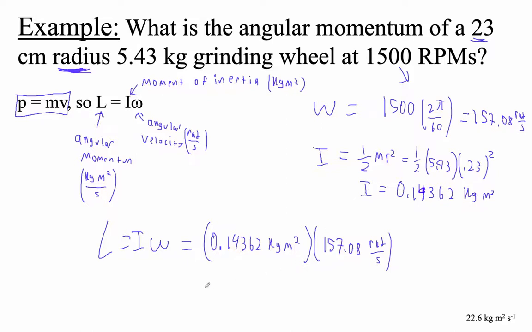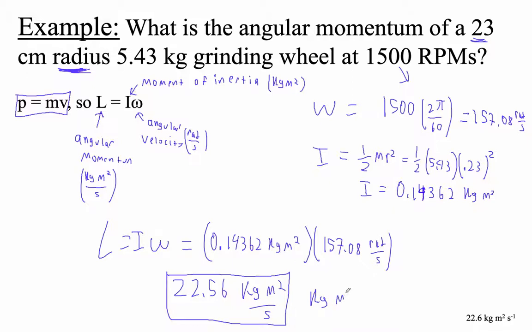All right, so 22.56, and then the units are kilogram meters squared per second. By the way, IB wants you to write it this way: kilogram meters squared seconds to the -1. Just saying. All right, good enough.